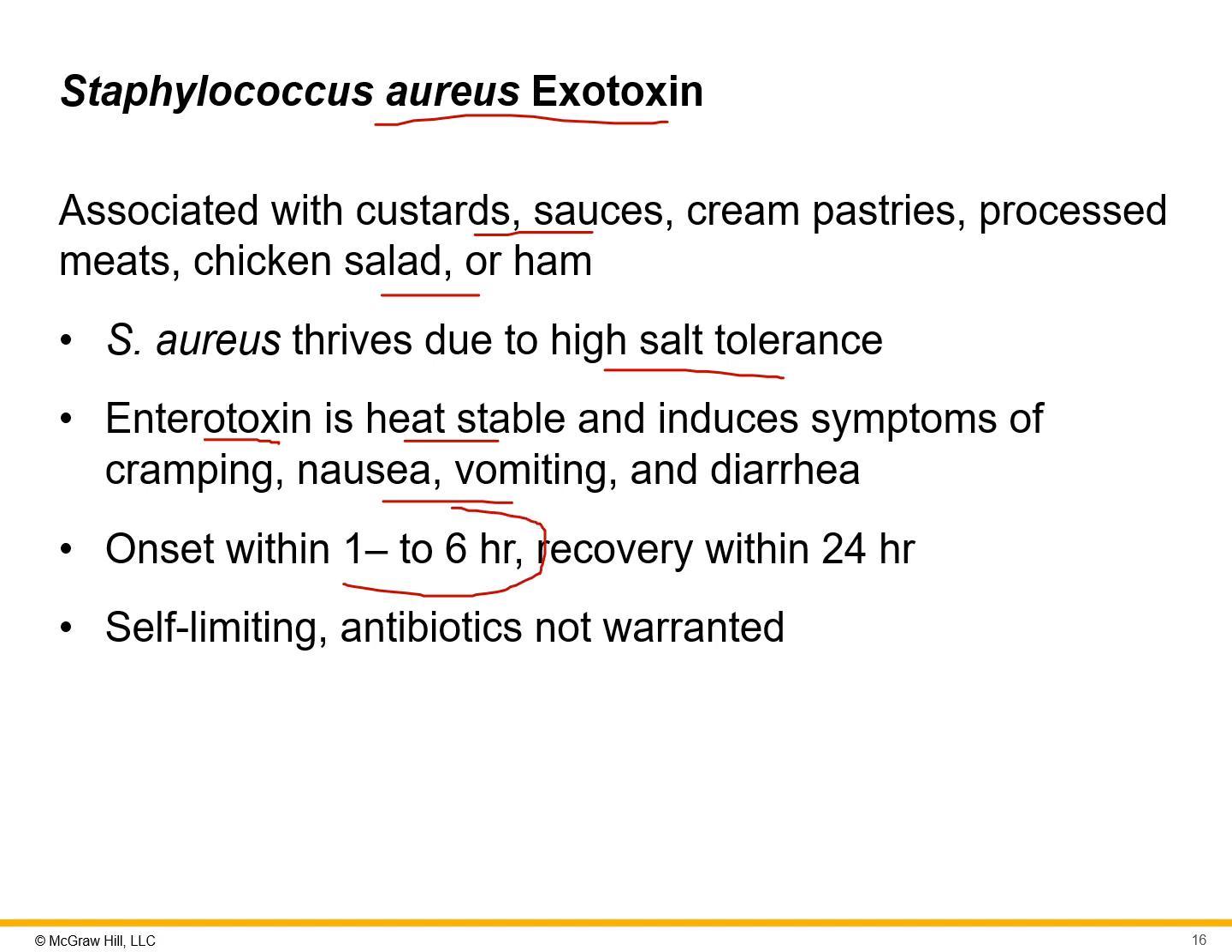These are going to happen much faster. So typically intoxications have a quick onset, whereas an infection takes longer for the microbe to set up camp to cause the disease. So those that occur very quickly are typically intoxications. These are self-limiting though, so antibiotics aren't needed, because within 24 hours, the immune system has eliminated that toxin.